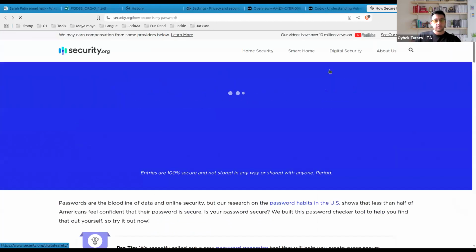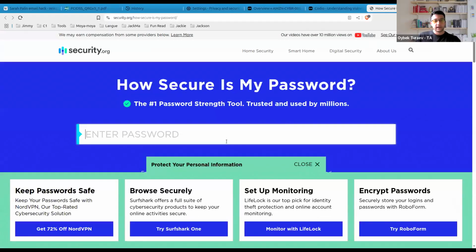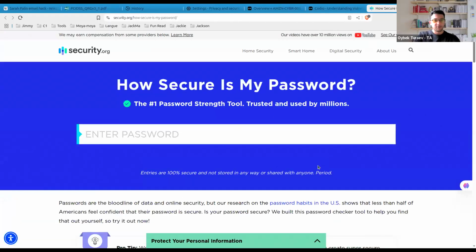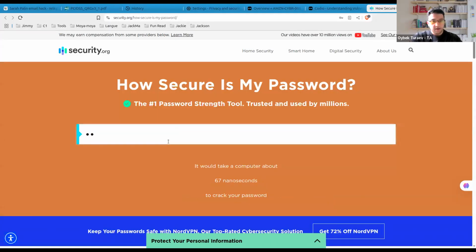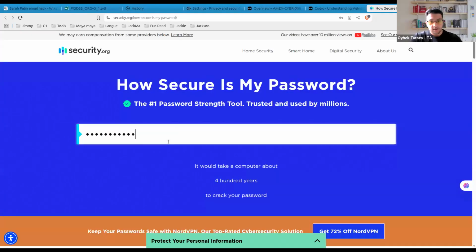For example, here you're going to access it, and it's saying that you need to be careful because they are not tracking you. We need to make sure that they are not stealing our password. But it's saying that entries are 100% secure and not stored in any way or shared with anyone, period. Okay, very trustable. And then let's see if it actually works or not. It says it would take a computer about 400 years to crack your password.